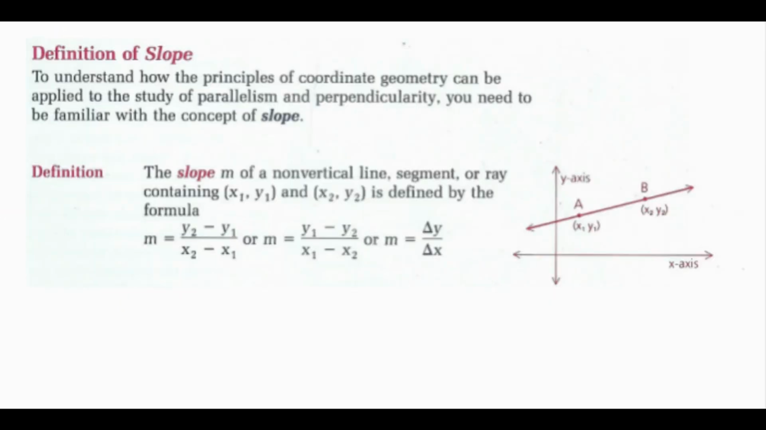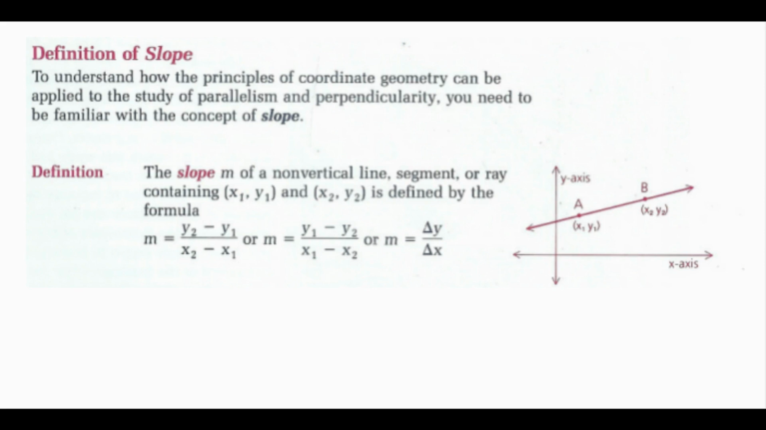So first, looking at the definition of slope. To understand how the principles of coordinate geometry can be applied to the study of parallelism and perpendicularity, you need to be familiar with the concept of slope, which you probably talked about in previous classes. Now, the slope m of a non-vertical line, segment, or ray containing the ordered pairs (x1, y1) and (x2, y2) is defined by the formula m = (y2 - y1)/(x2 - x1), or m = (y1 - y2)/(x1 - x2), or m equals the change in y over the change in x. You've also probably heard it referred to as rise over run.